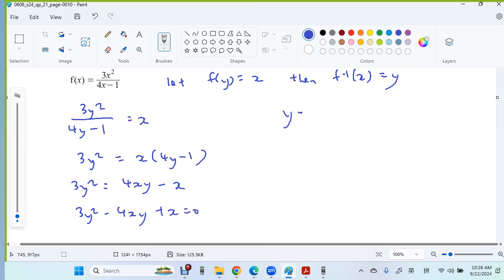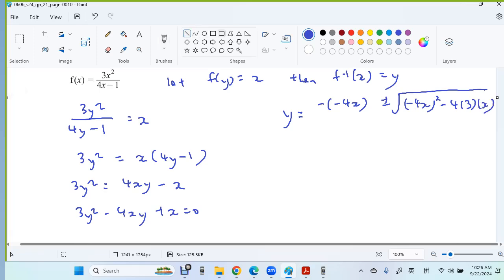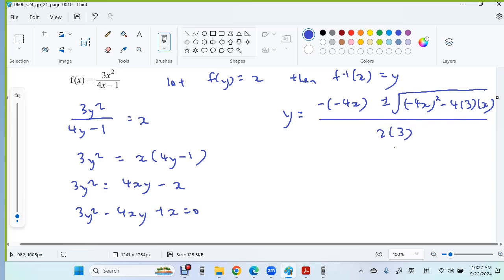So we want to find y. y will be the negative of negative 4x, plus or minus the square root of (negative 4x) squared minus 12x, and then over 2 times 3.